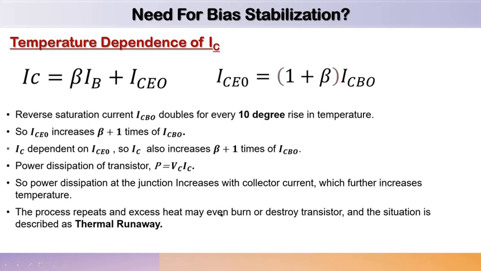So the main point here is that when the reverse saturation current increases due to the rise in temperature, the IC gets changed. As the IC gets changed, our Q point will not be stabilized. So this temperature dependence of IC has to be reduced.